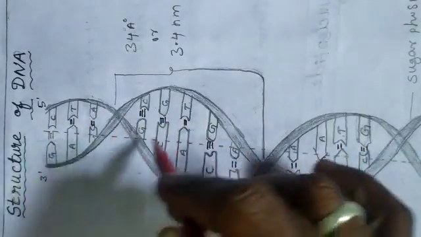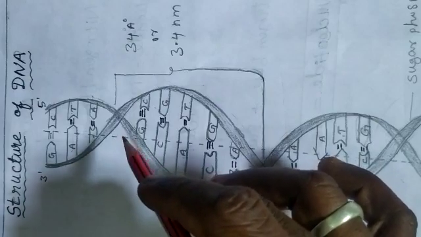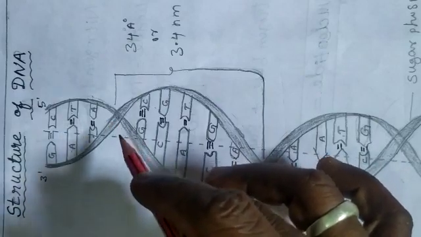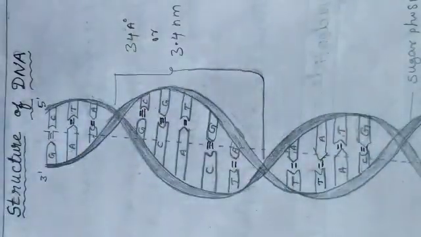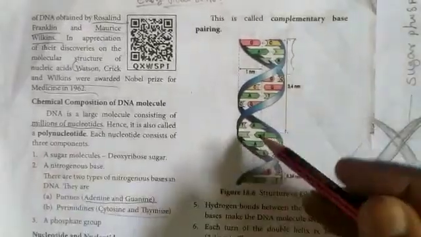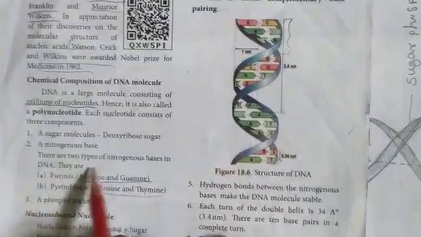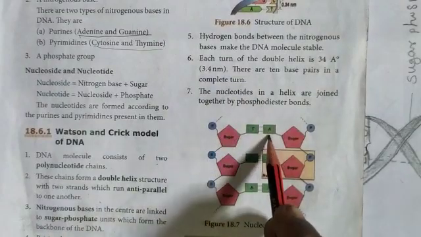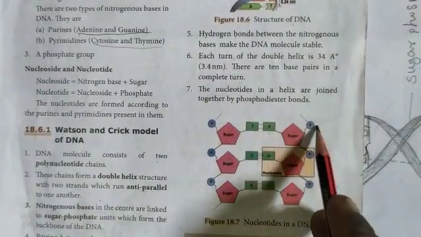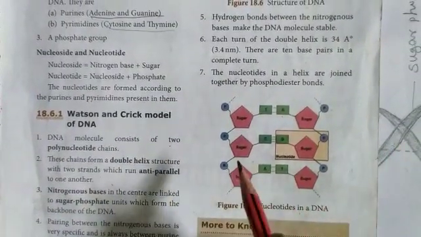The nucleotides in a helix, like this ladder, are joined together by phosphodiester bonds. How is it formed? Now you see this picture in the book. This is the structure of DNA, the chemical composition of the DNA molecule. Next, these are the nucleotides in a DNA: sugar, nitrogenous base, then sugar, phosphate group. This is the Watson Crick model. Do you understand, student? Thank you.